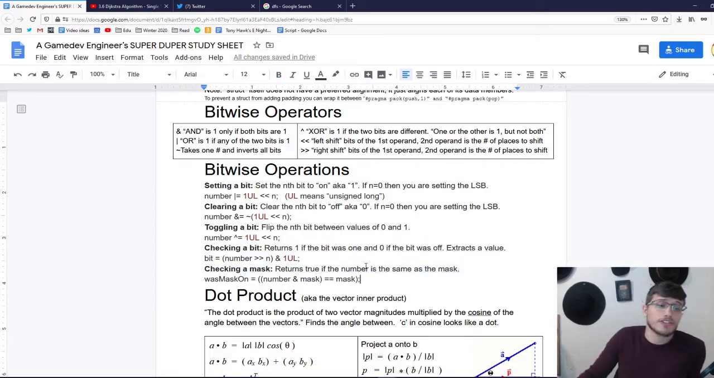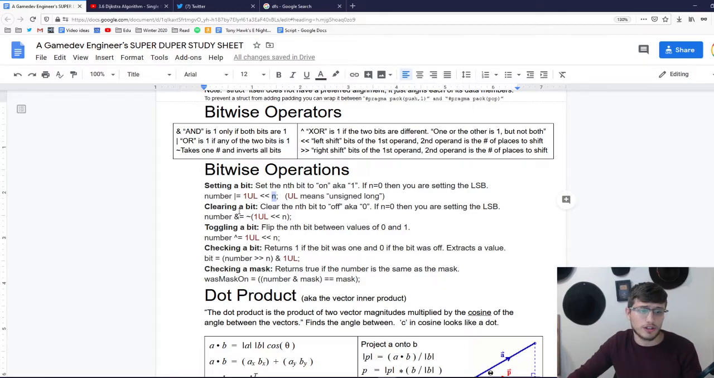So for example, they'll say something like, how do you set the third bit of a number? And the answer is you take that number and you OR-equal it with 1UL. 1UL just means an unsigned long. And you shift it over to the left by n, and that will change the nth bit.